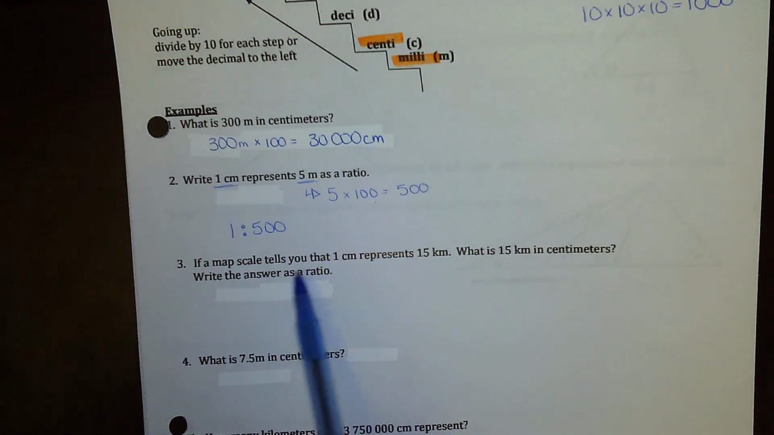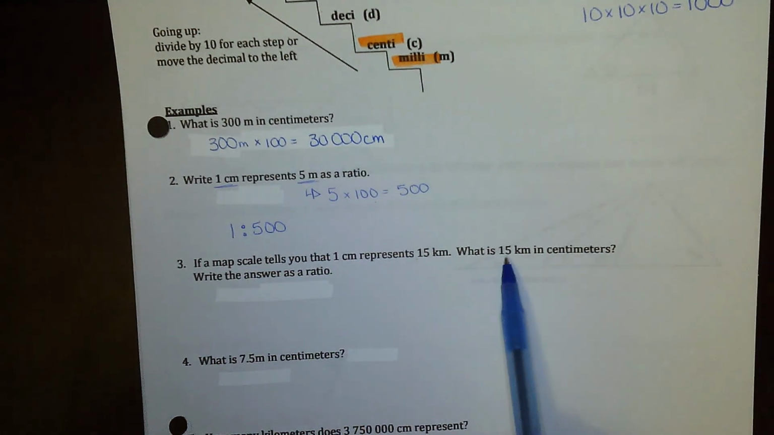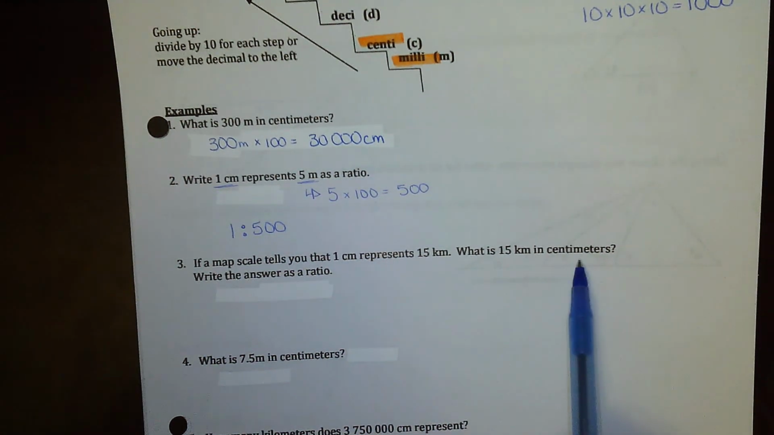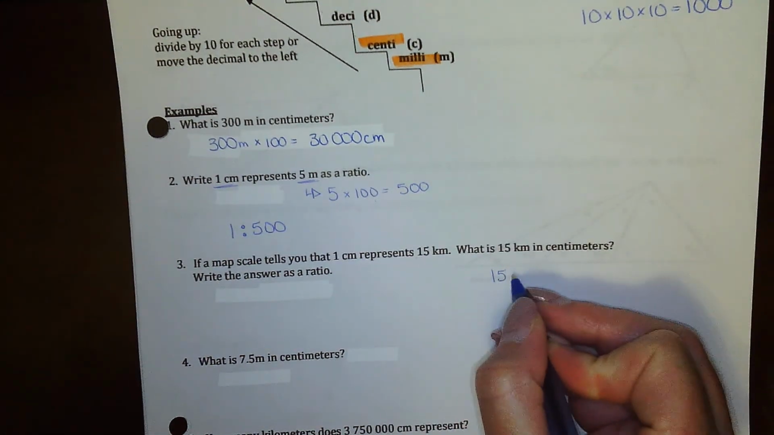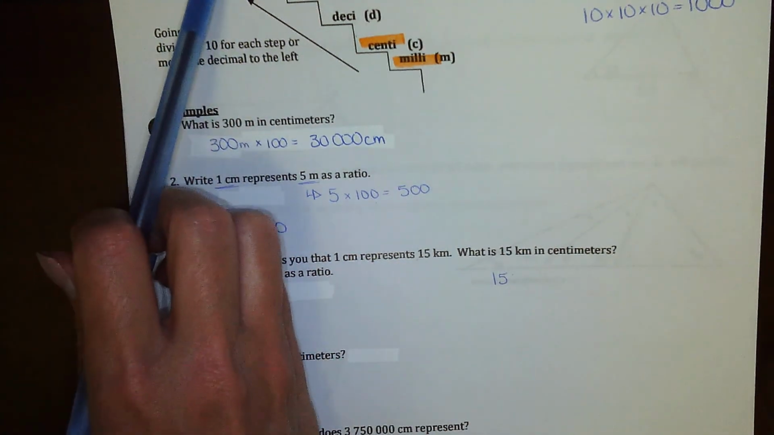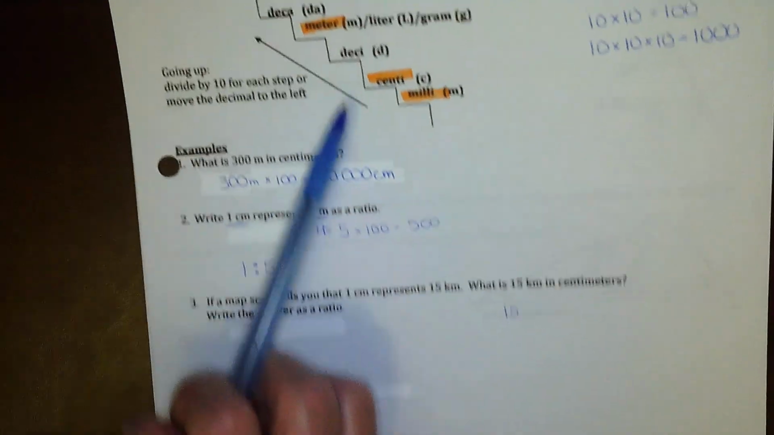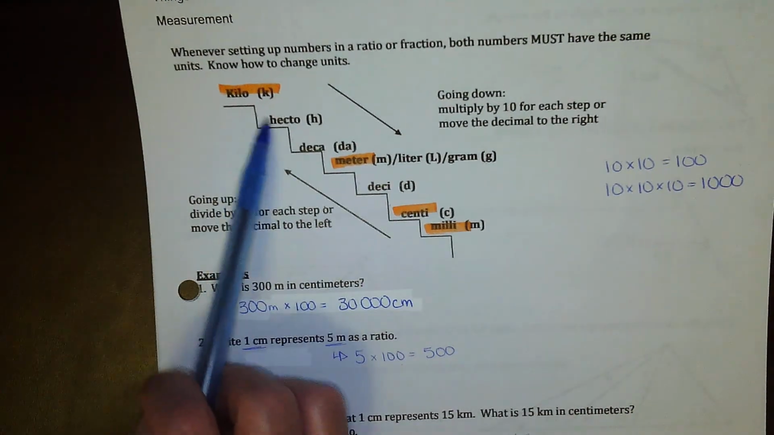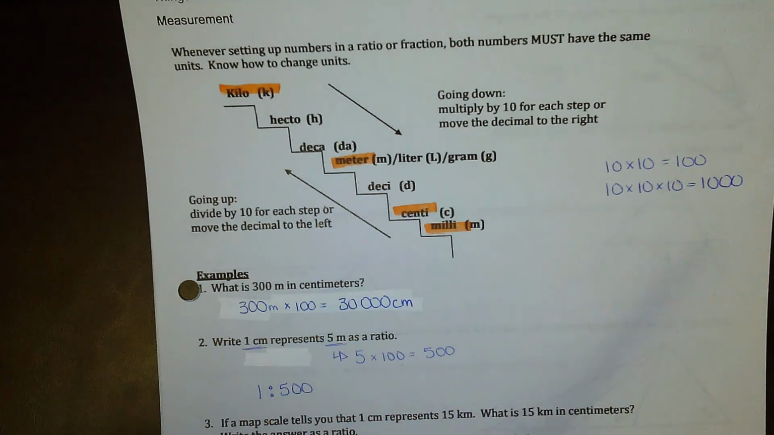So if a map scale tells us that 1 centimeter is equal to 15 kilometers, what is 15 kilometers in centimeters? Write it as a ratio. So we're going to go 15 kilometers all the way to centimeters. So that's 1, 2, 3, 4, 5.